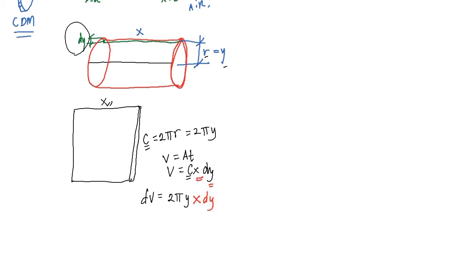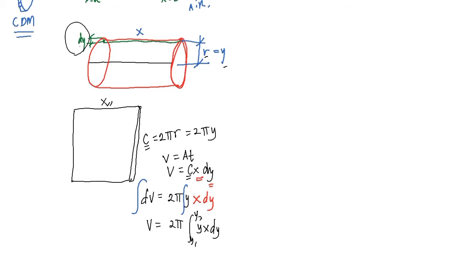Now, taking the integral for this, we would have the volume is equal to 2 pi integral of y x dy. Now, what is the limit? Our limit, since that is the dy, would be from y1 up to y2.